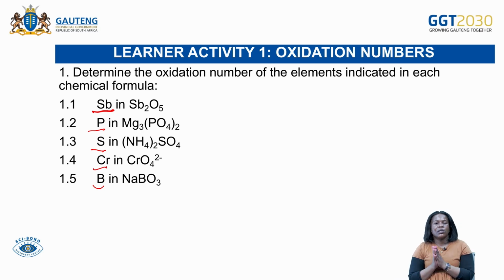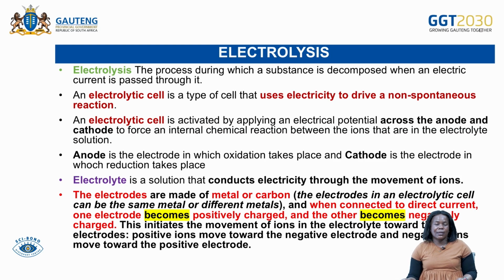Moving right along onto the next topic that we're going to be touching base on today, which is electrolysis, okay. Now that we have the important terms, we can get into this one as well. So electrolysis is the process during which a substance is decomposed, broken down. To decompose something means that we are breaking it down into smaller substances. But now, when an electric current is passed through it, the substance is being decomposed when an electric current is passing through it.